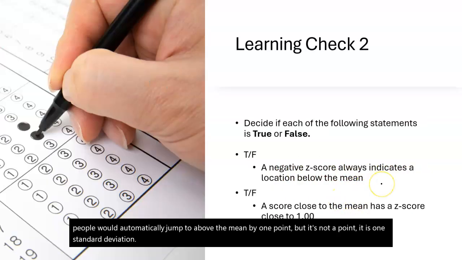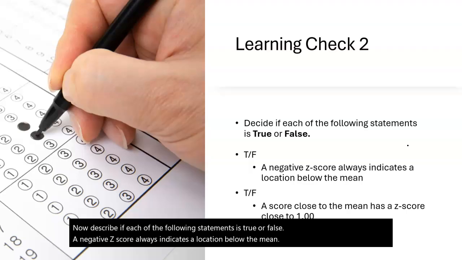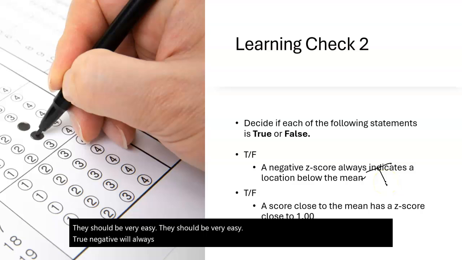Now, describe if each of the following statements is true or false. A negative z-score always indicates a location below the mean. This should be very easy. True. Negative will always be below. A score close to the mean has a z-score close to 1.